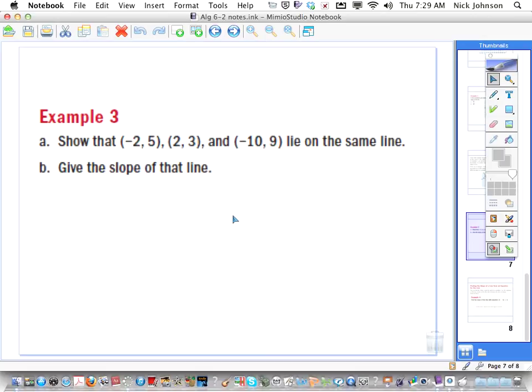Example 3 says show that negative 2 comma 5, 2 comma 3, and negative 10 comma 9 lie on the same line. B says give the slope of that line. Well, in order to do this, we have to do two things. I need to find the slope of points negative 2 comma 5 and 2 comma 3. I need to find the slope of negative 2 comma 5 and negative 10 comma 9. So I did the first two, and then I did the first and the third. So now I also need to find the slope of the second and the third.